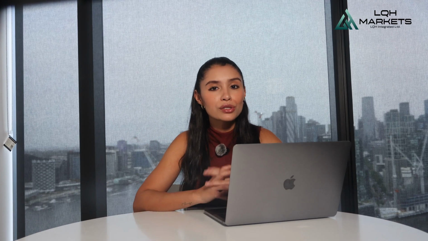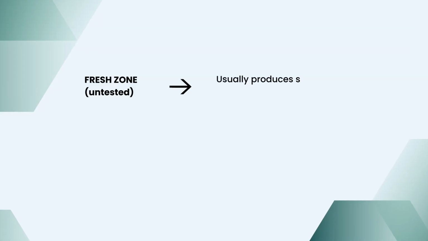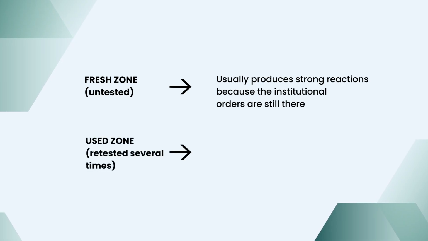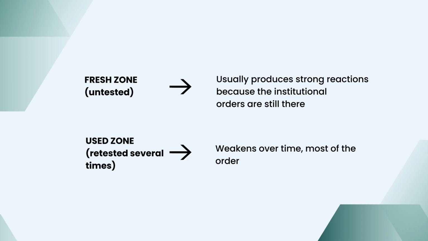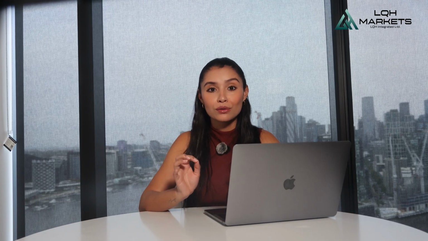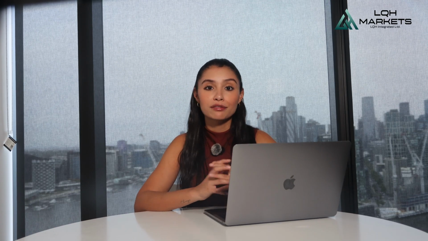Finally, not all zones are created equal. A fresh zone, untested, usually produces strong reactions because the institutional orders are still there. A used zone, retested several times, weakens over time. Most of the orders have already been absorbed. Always focus on zones that caused a major market reaction or broke structure. Those are the ones that reveal true institutional interest.